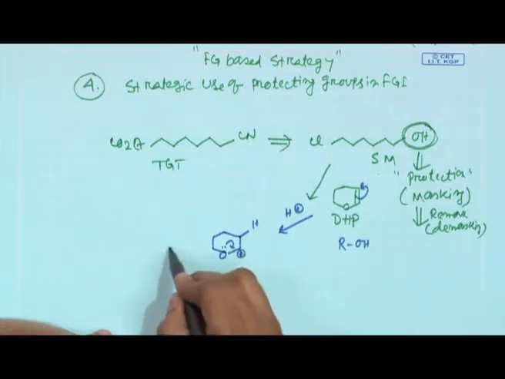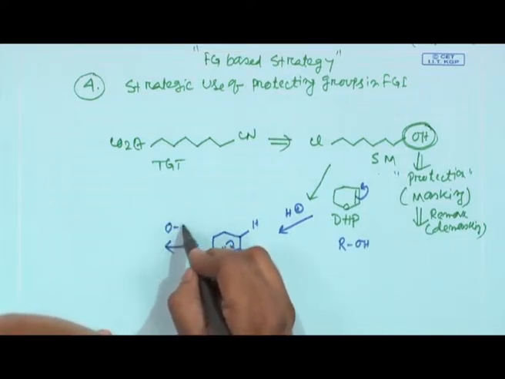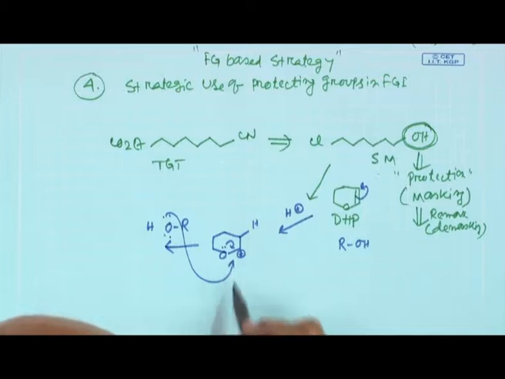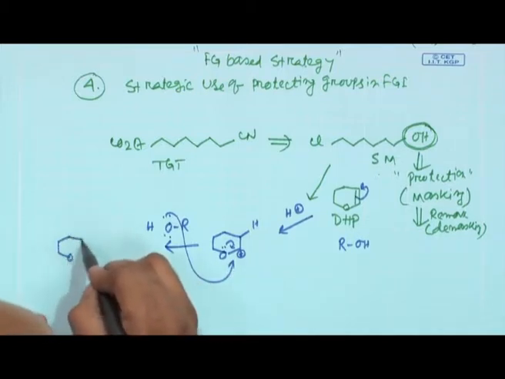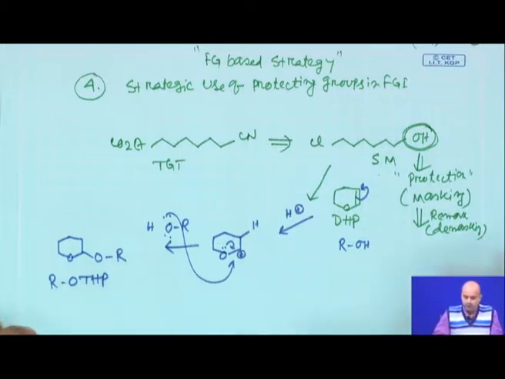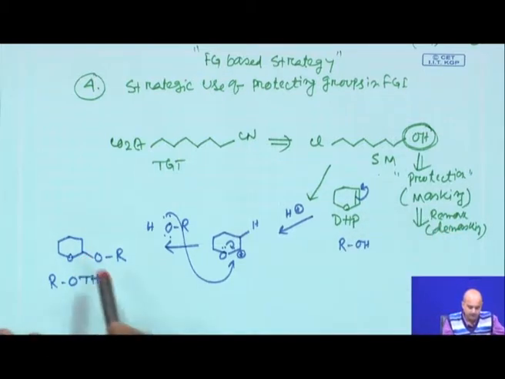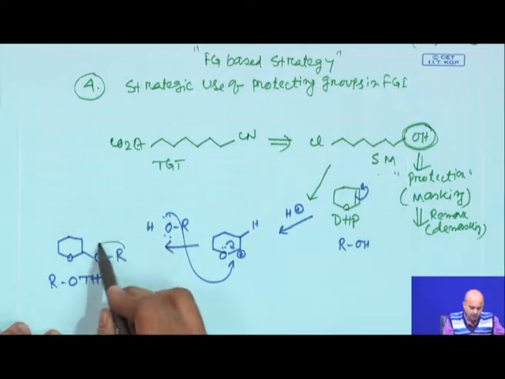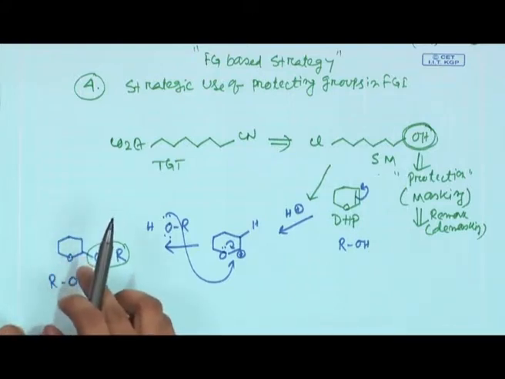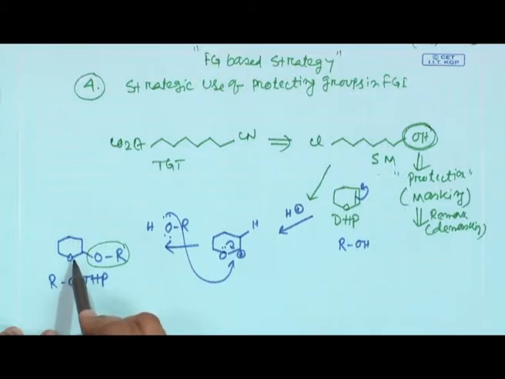You get a positive charge here. Now, this positive charge is quenched by the oxygen lone pair of this alcohol. The alcohol is now protected as the tetrahydropyranyl ether, called ROTHP. So, the alcohol has now been protected by dihydropyran. Now, this compound is basically a cyclic acetal. Okay. So, now your free alcohol is masked, and this compound is normally inert under certain conditions. Definitely it will be cleaved under acidic condition.